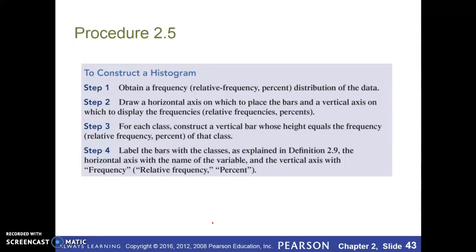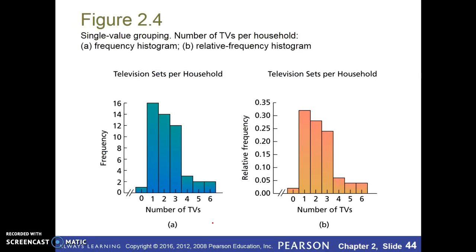So here are some steps on how to construct a histogram. But let's talk about what it would look like. Here we have two examples of histograms. One is a frequency histogram and one is a relative frequency histogram. This is over the television sets per household. We had one person that had 0 TVs. We had 16 people that had 1 TV, and so on.